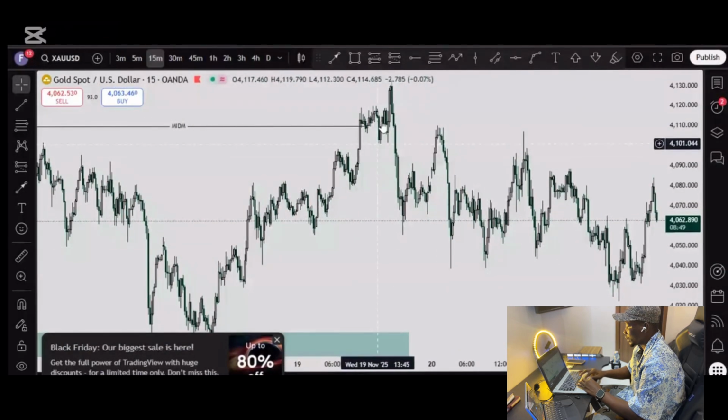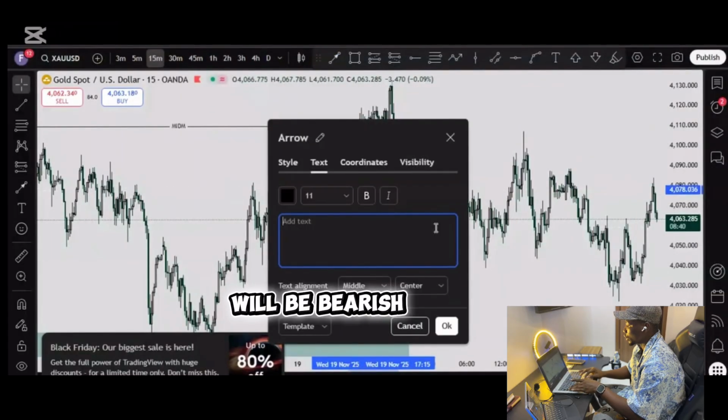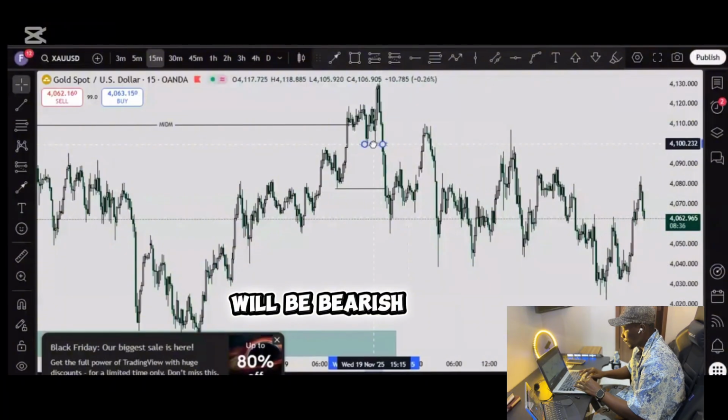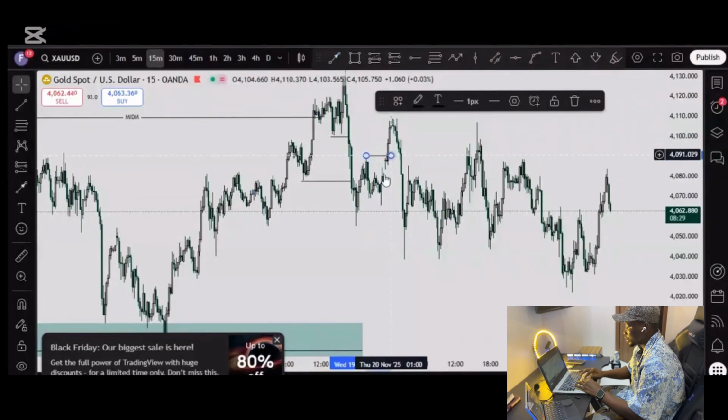So moving on to the 15 minutes time frame, that already gave me a good sentiment, and this was the best trade I took. I saw this first break of structure, and then second break of structure. This has already given me a confirmation that the market will be bullish. So this was the confirmation that the market will be bullish.